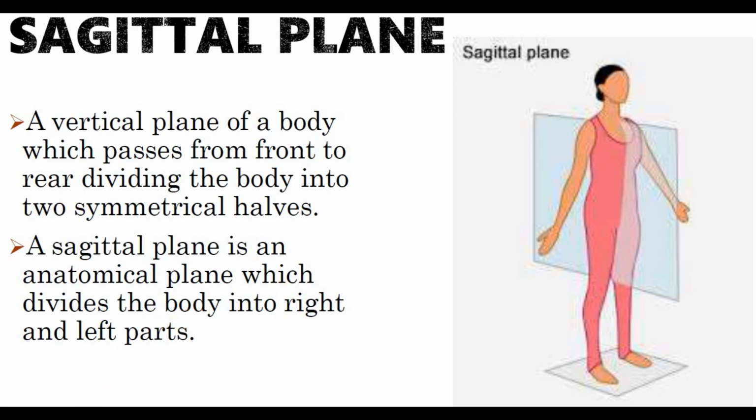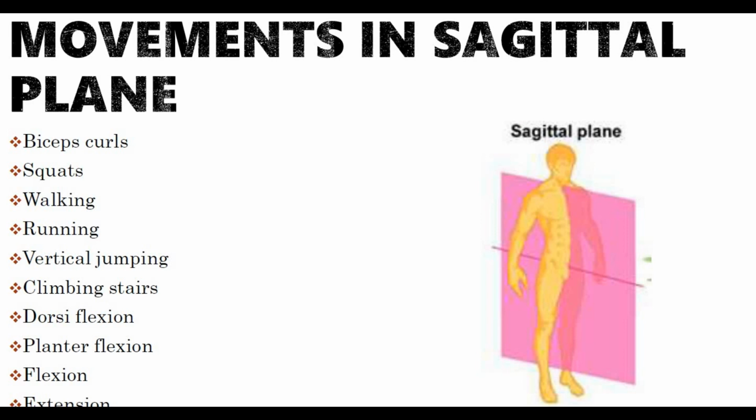Yes. So the movements in the sagittal plane are normal biceps curl, squats, walking, running, vertical jumping, climbing stairs, dorsiflexion of ankle and plantar flexion of ankle, and flexion and extension, okay, of the elbow joint.